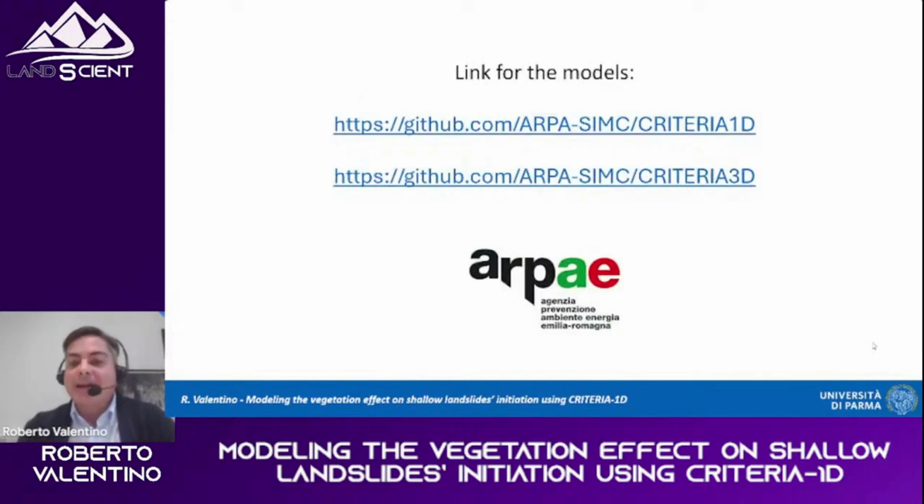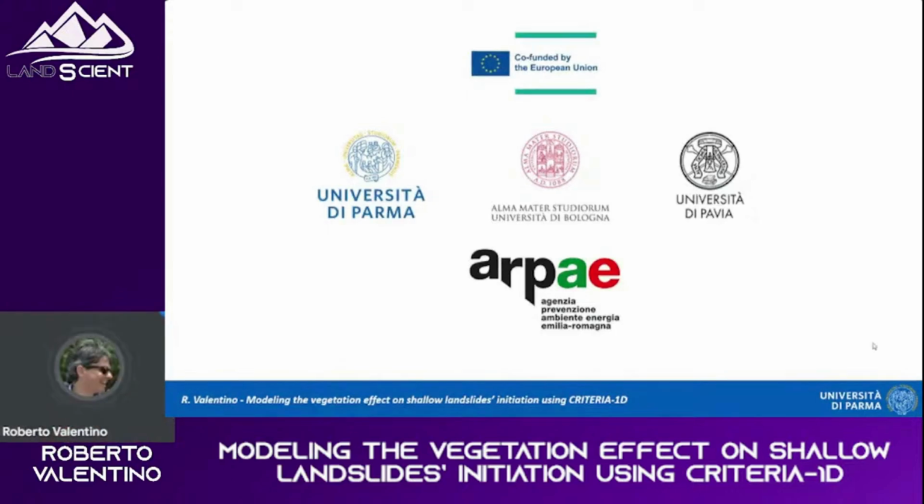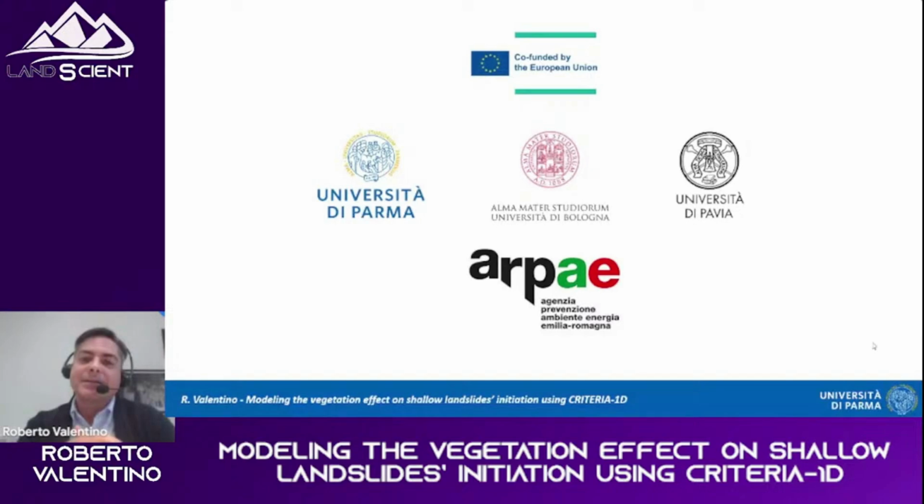Another added value of the CRITERIA-1D and 3D model is that it is completely open source, so everyone can access the model freely. The model has been mainly developed by the regional agency for prevention, environment and energy of the Emilia-Romagna region. But of course, this research is the result of the cooperation between different research groups at the University of Parma, which is my university, the University of Bologna, and the University of Pavia, under co-funding coming from the European Union.